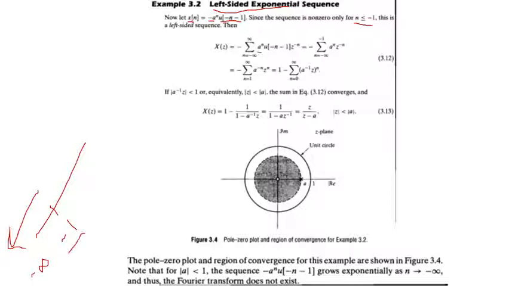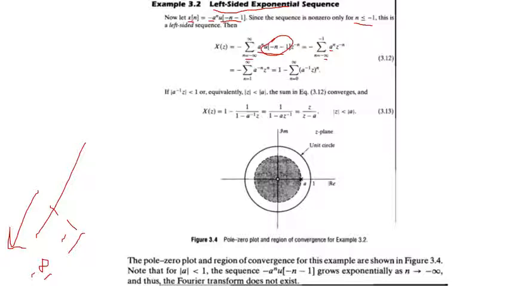Putting the value of x of n, there is a raised to power n u of minus n minus 1 z raised to power minus n, which is the formula of the Z-transform, summing from minus infinity to infinity. Now you know that the limit for this signal is from minus infinity to minus 1. So we are replacing the limits from minus infinity to minus 1, and during this range u of minus n minus 1 is 1. So we are only left with a raised to power n and z raised to power minus n.